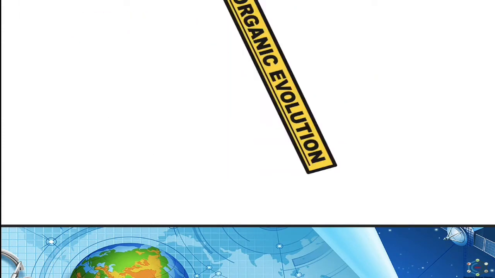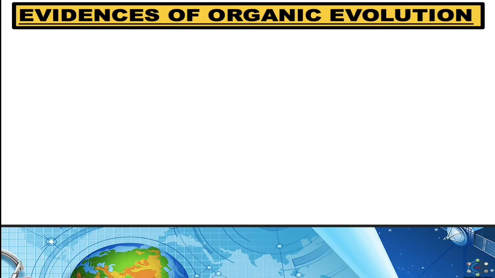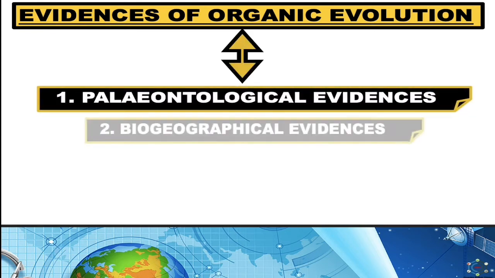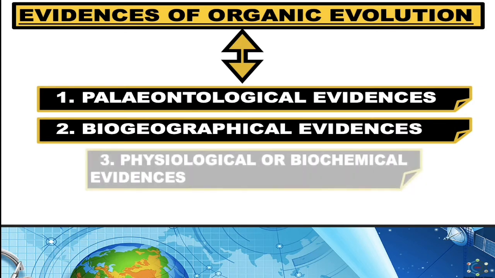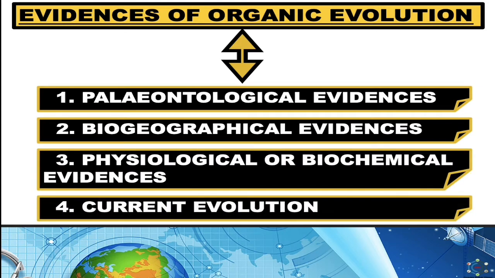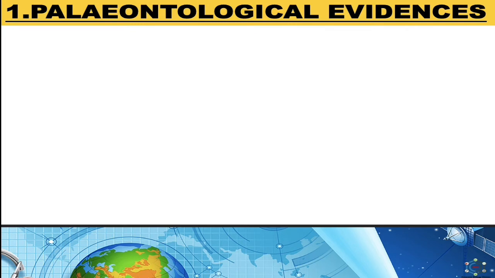In evidences of organic evolution, there are 4 left evidences, which are: the first one is the paleontological evidences, then biogeographical evidences, then physiological or biochemical evidences, and the last is current evolution. Now, the first is paleontological evidences.